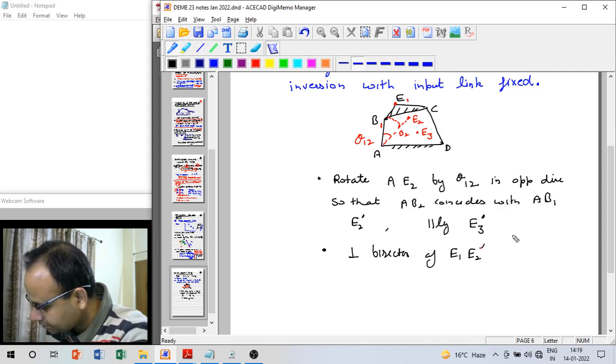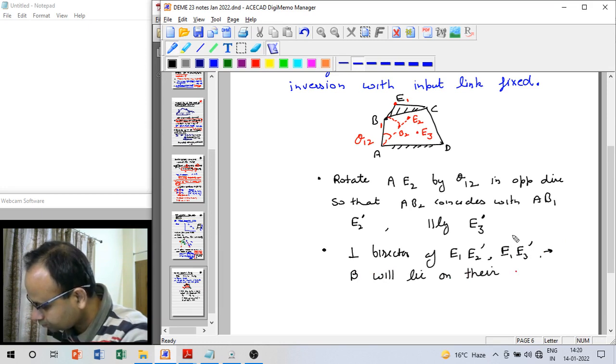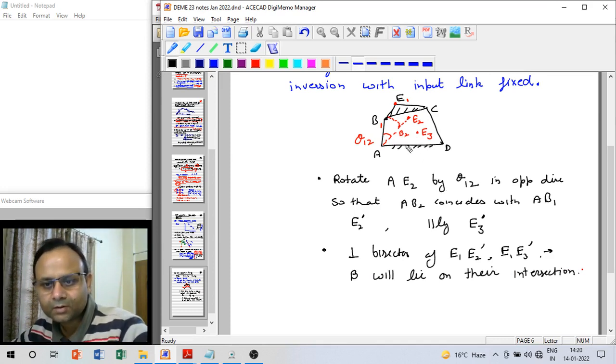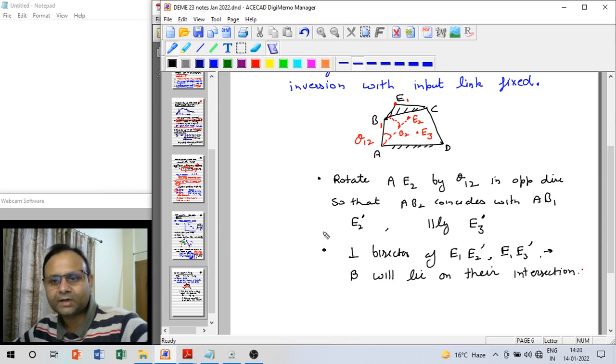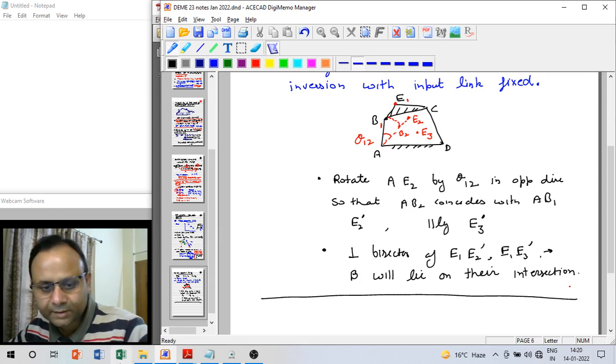So you take the perpendicular bisector of E1 E2 dash and E1 E3 dash, and then point B will lie on their intersection. That's all. So you get point B, and the rest of the process is the same as in the previous case when the timing was not prescribed. Just have to follow that. So let us go back to the textbook.